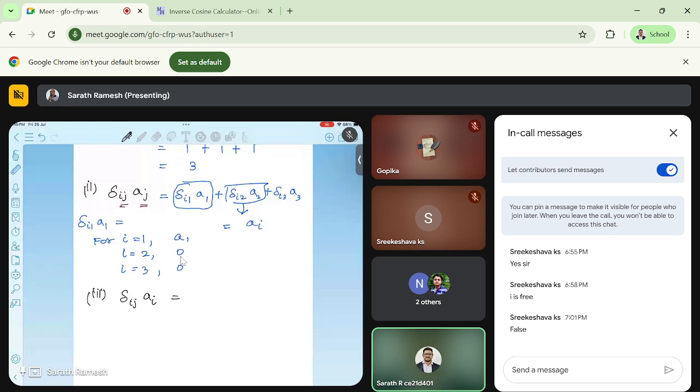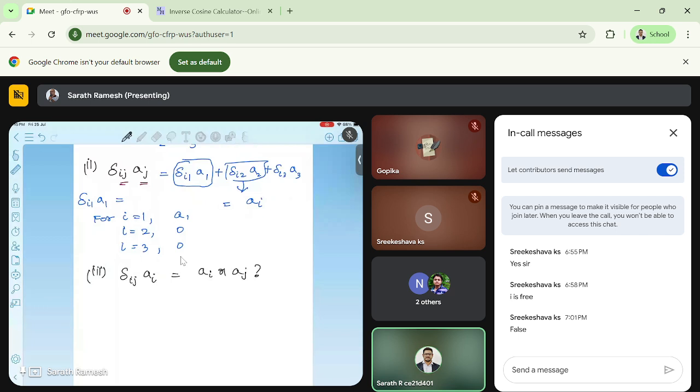Which one? I is repeating, so just contract, put j, right? Or you can do as usual. For the first few problems, it is better to write and expand and then understand. So let's go step by step.